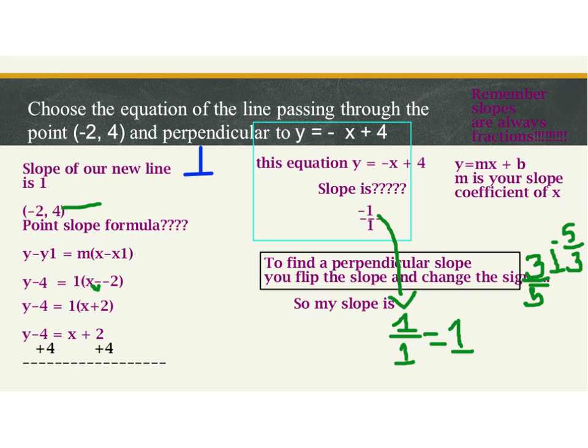And my equation should be y equals x plus 6. That's my new equation. Now, let's check and see if these lines are really perpendicular to each other.